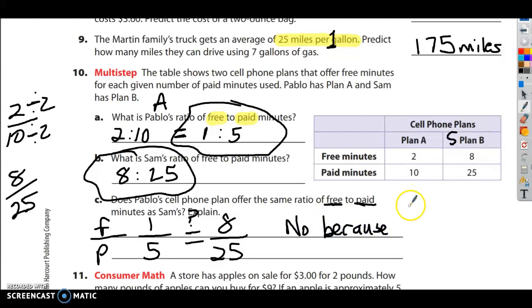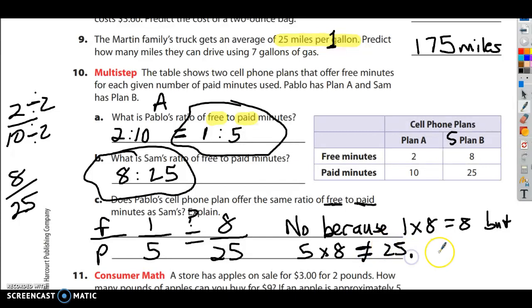Because I guess we could do 1 times 8 is equal to 8, but 5 times 8 is not equal to 25. These written explanations are not the easiest things to do, and I'm sorry I can't be more clear about that. But I think you probably can understand the math because I explained that pretty clearly.